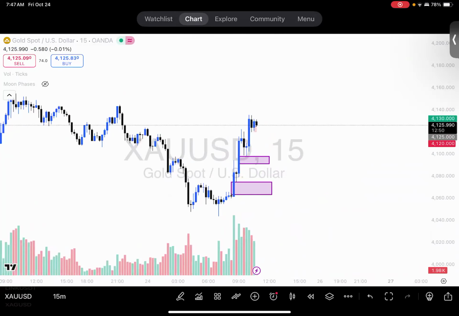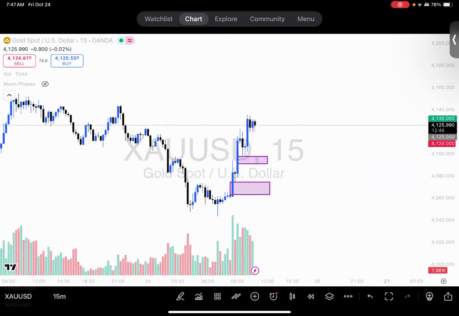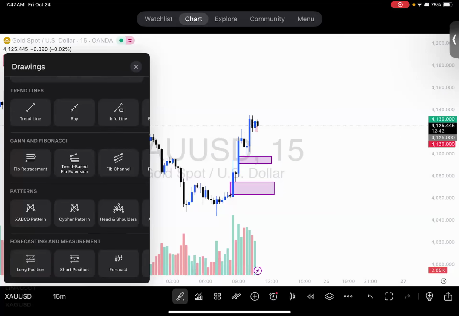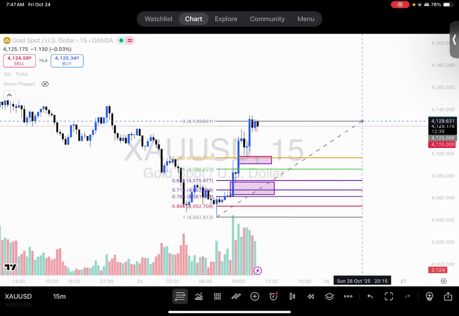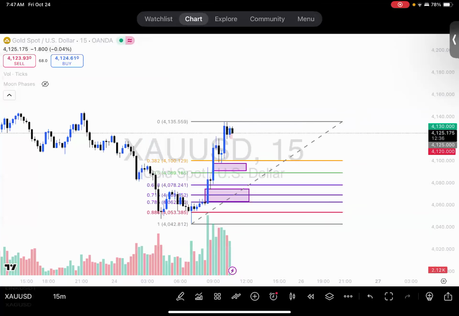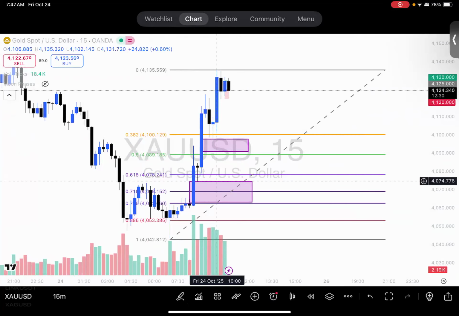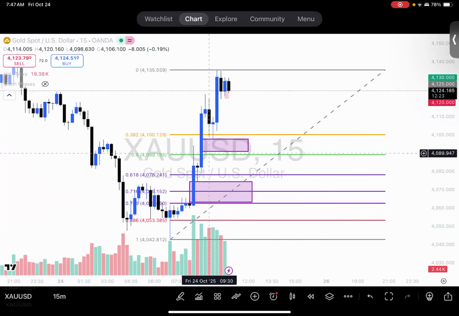We can also see now that we have these highs created, we can also pull a fib from this low to this high to see where is the most probable setup. Right, we can see there's a fair value gap, 618, 716, 786. This fair value gap is just above 50%.